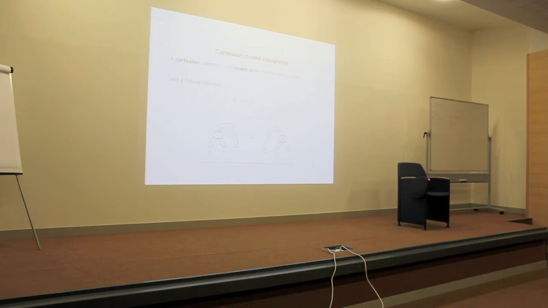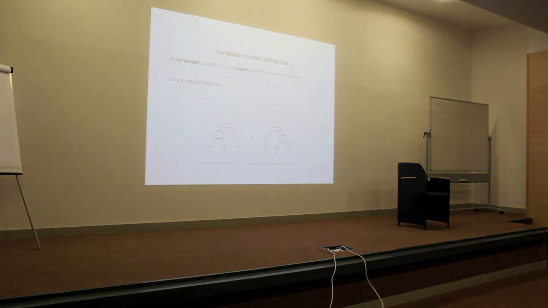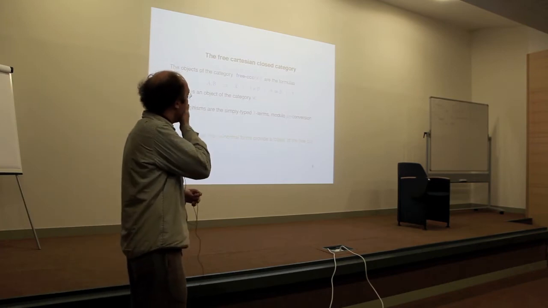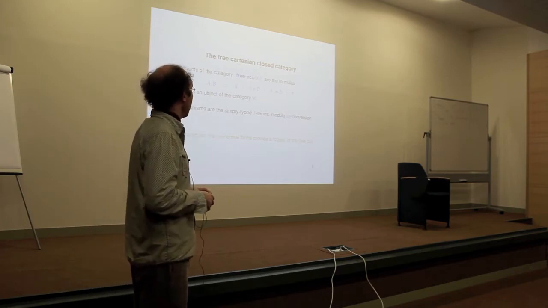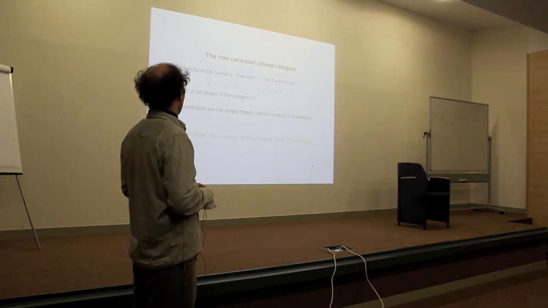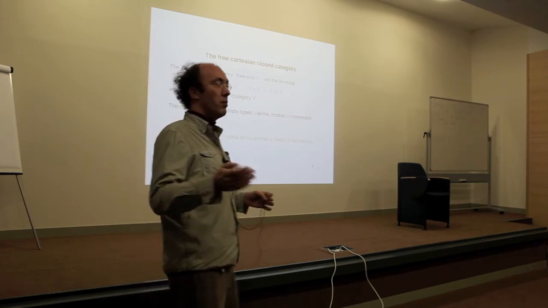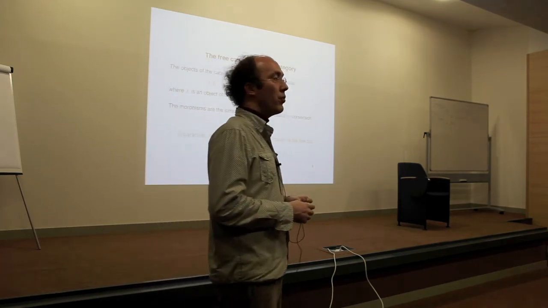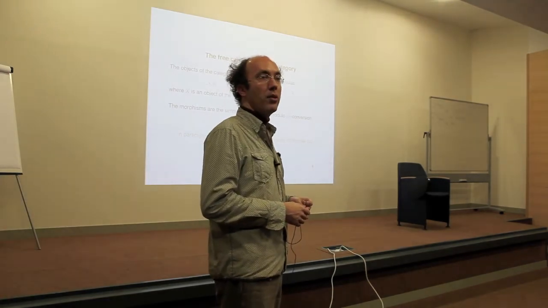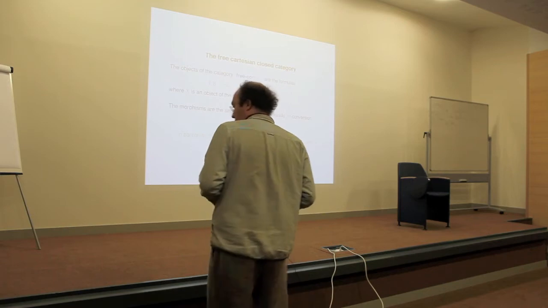Well, typically, we start from the notion of Cartesian closed category. Okay, so it's a Cartesian category with a notion of function space inside, and then we construct the free Cartesian closed category. So how do we construct it? Well, the objects are formulas constructed with products and implication, and the morphisms between these formulas are proofs. Okay. And the proofs in this setting are called lambda terms.